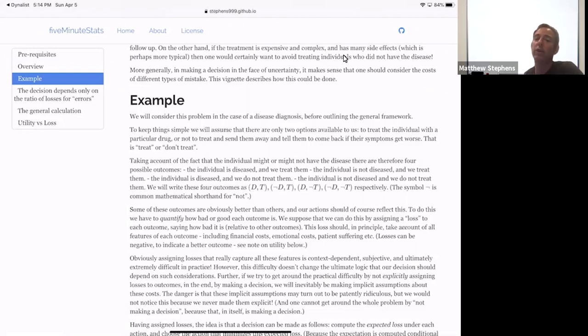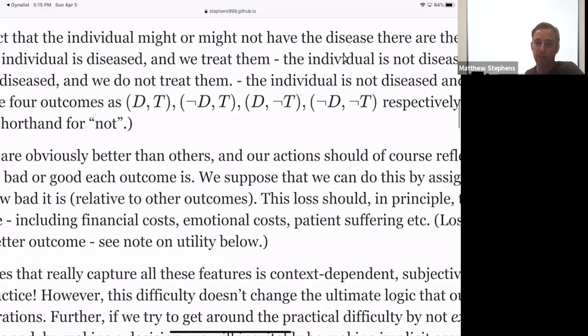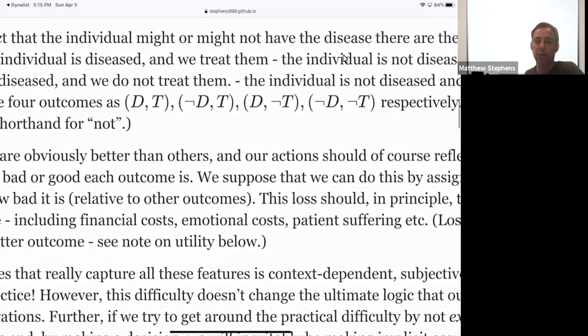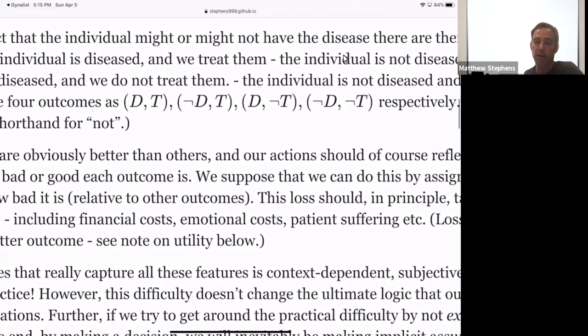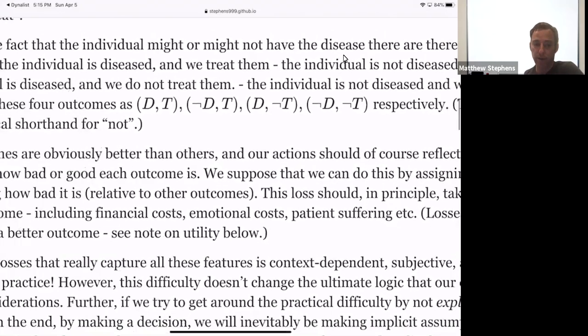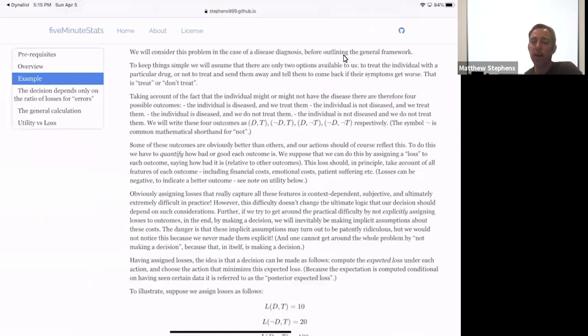The idea of the loss function is that it's going to say how bad, how sad, each of those possible outcomes would make us. How sad would it be if we treated someone when they were not diseased? These are the four possible outcomes here. That little symbol there is a not. So we've got diseased and treat, not diseased and treat, diseased and don't treat, and not diseased and don't treat.